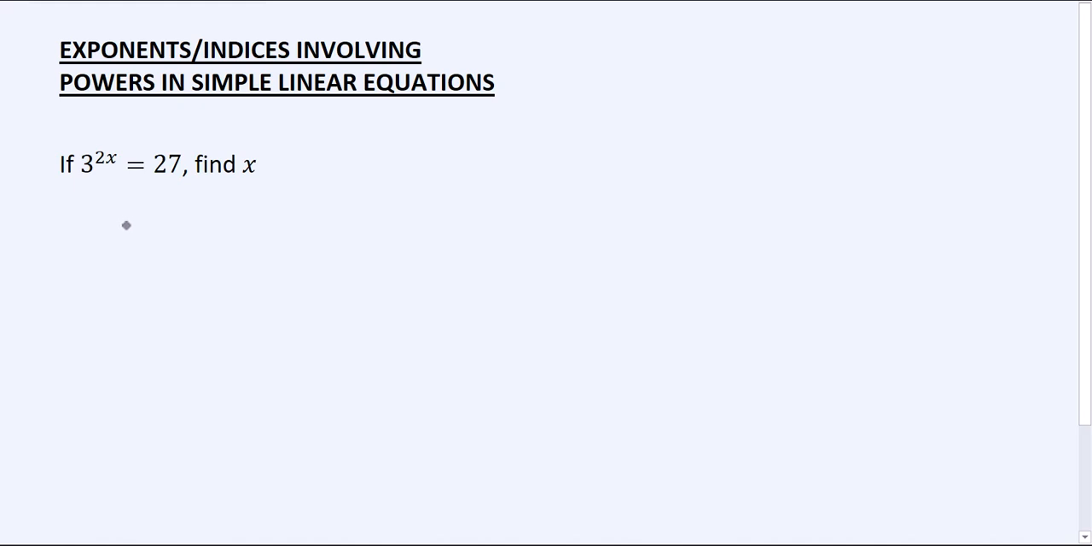exponents involving powers in simple linear equations. Now, just before we continue, please, if you've not seen the previous lesson on indices or rules of exponents, do check out that video. That video is very fundamental to this lesson. Okay, let's go ahead and solve this question.